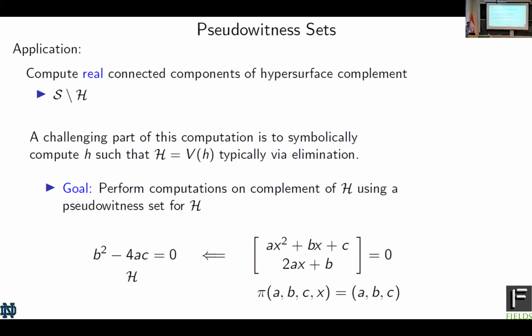but I don't want the polynomial b squared minus 4ac. I want to study the complement of it. Because this has two connected components, one where there are 2 real solutions and one where there are 0 real. That's really what I want to study. How many real solutions are there? And so I want to be able to study the complement of this hypersurface.